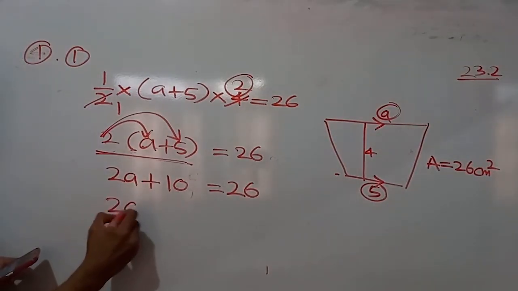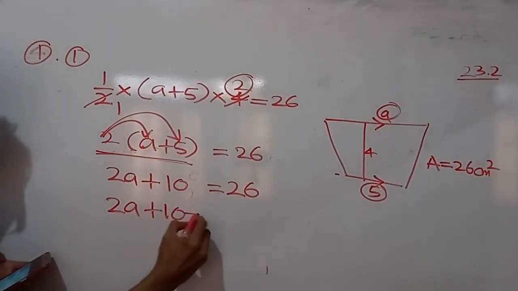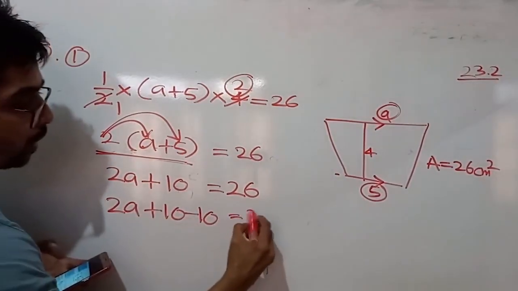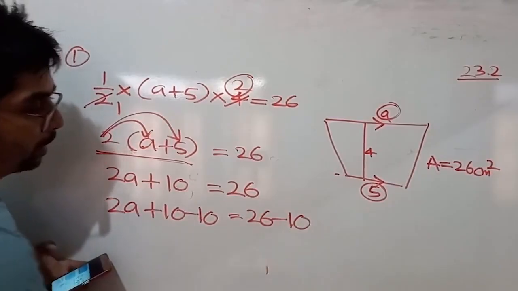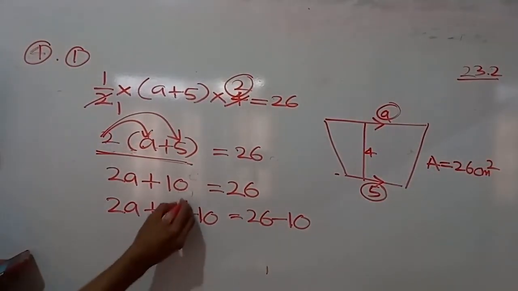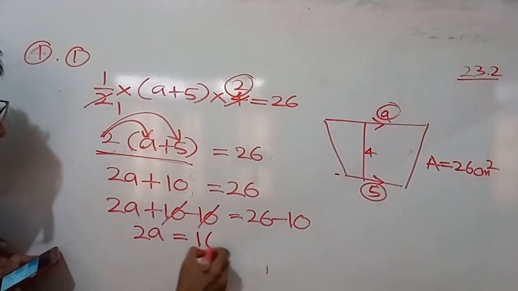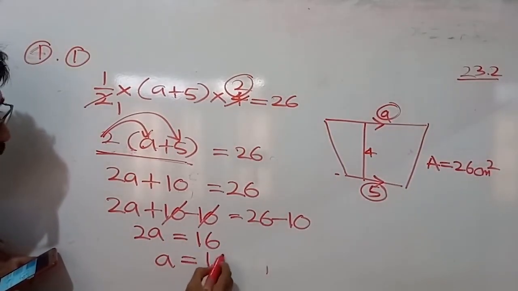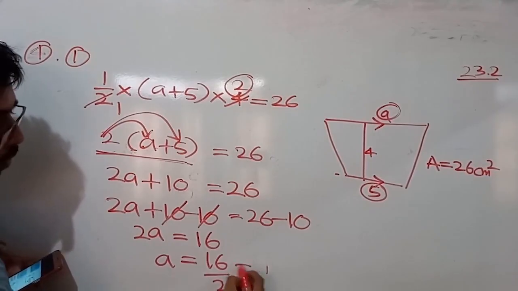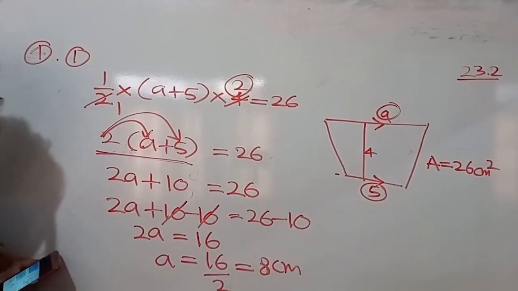Right. Now 2A plus 10 minus 10. So I have to do the same thing to the other side, 26 minus 10. Now I can cancel out the 10. So 2A will be equal to 16. So A will be equal to 16 divided by 2. So that is 8 centimeters.